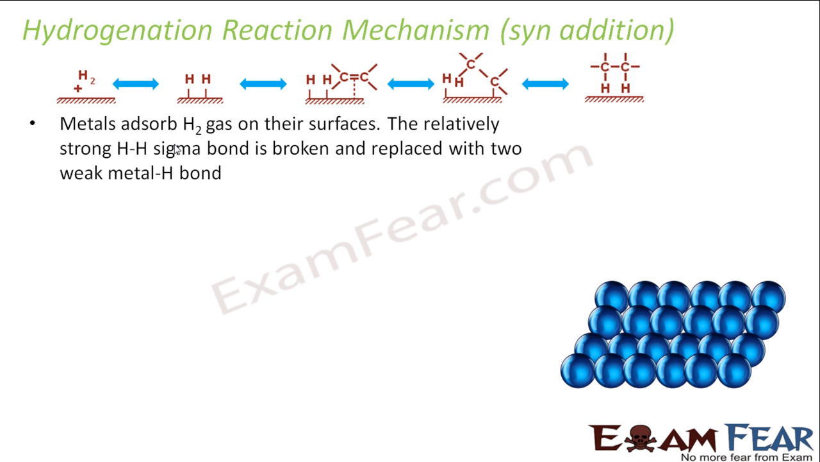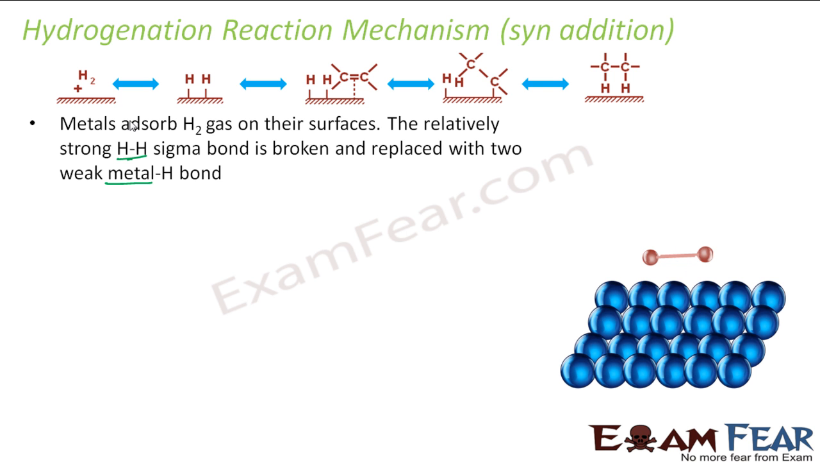The metal absorbs hydrogen gas. This is my metal, and it absorbs hydrogen gas on the surface, and the strong hydrogen-hydrogen sigma bond is broken and replaced with two weak metal-hydrogen bonds. So let me show you the animation with this. This is my hydrogen, this strong sigma bond, and this is the hydrogen gas.